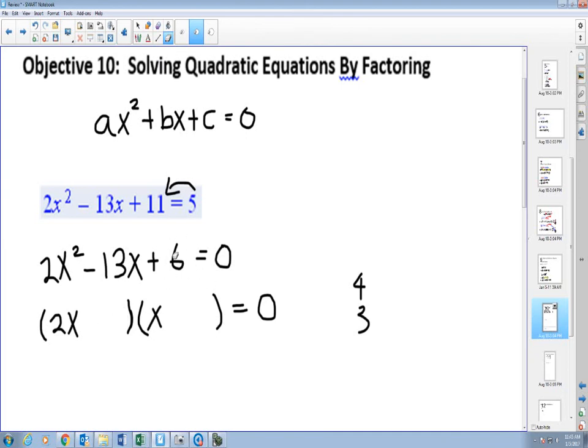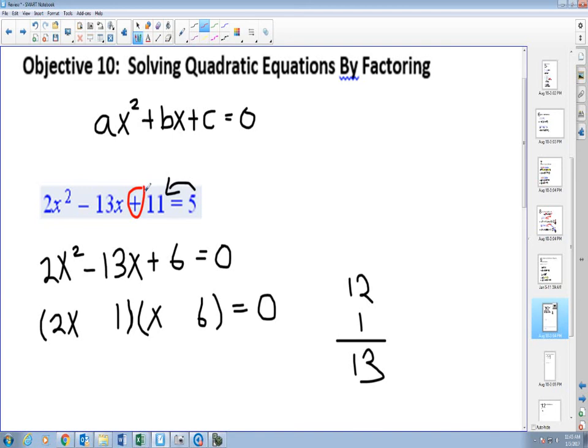So the other factor pair that makes 6 will be 1 times 6. Put the 1 here, put the 6 here, because 6 can't go with the 2x. So now my outer will be 12. My inner will be 1. And 12 and 1 combined will give me 13 in the middle if I add them.